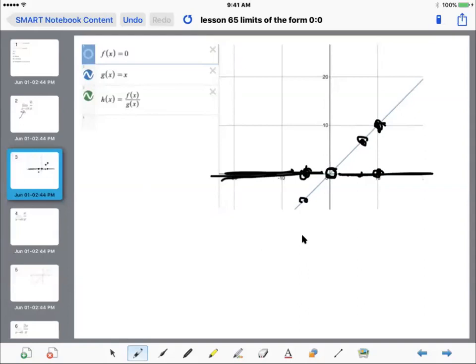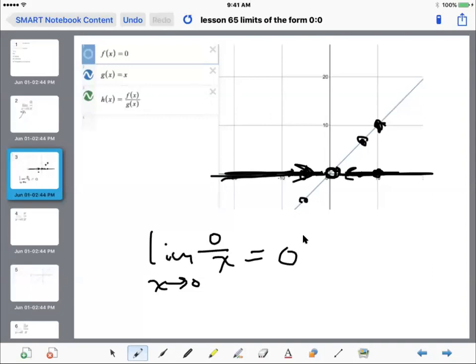even though there's no point at 0, it's got a hole there, it's still true that the limit of 0 over x as x approaches 0 is 0. Because whether you're coming from the left or from the right, the y value is going to be 0, because as you get closer and closer to that undefined point, the function value is still 0. So this is an example where the answer would be 0.